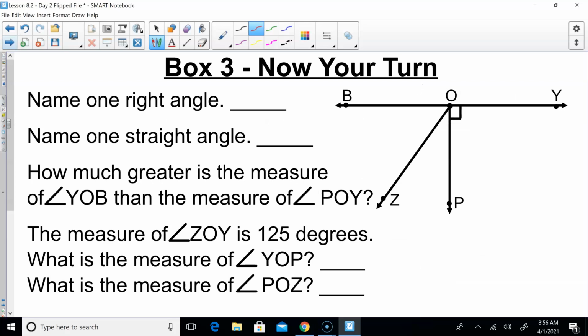And here's just one more situation with looking at some shapes, using our skills of knowing straight angles and right angles to help us really understand the measurement of these pieces. So you can pause the video right now and answer the following questions.